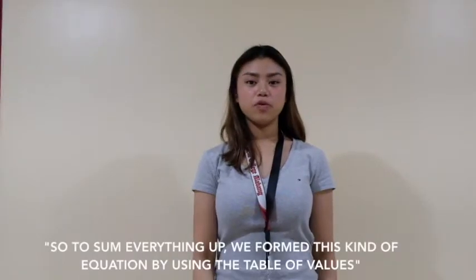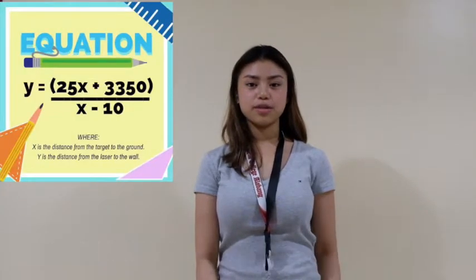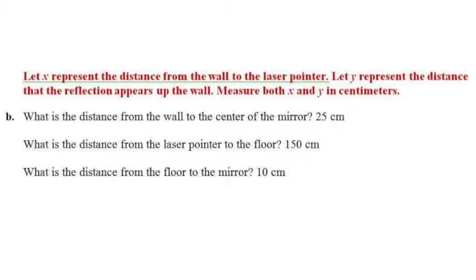So to sum everything up, we form this kind of equation by using the table of values gathered by hitting certain targets. X represents the distance from wall to the laser pointer, and Y represents the distance that the reflection appears up the wall. The question for letter C is what is the distance from the wall to the center of the mirror? The distance from the laser to the wall is 25 centimeters, and the distance of the laser pointer from the wall is 1.5 meters or 150 centimeters from the ground, and the distance of the floor to the mirror is 10 centimeters.